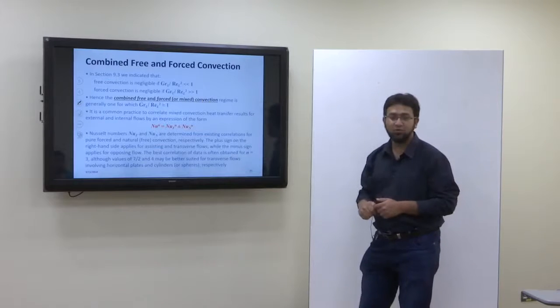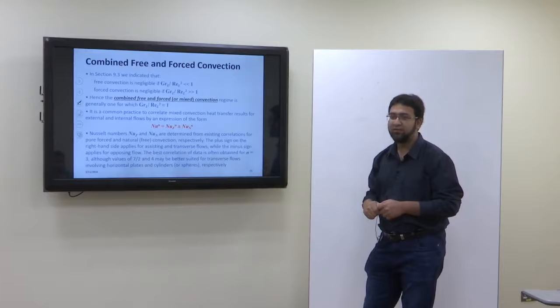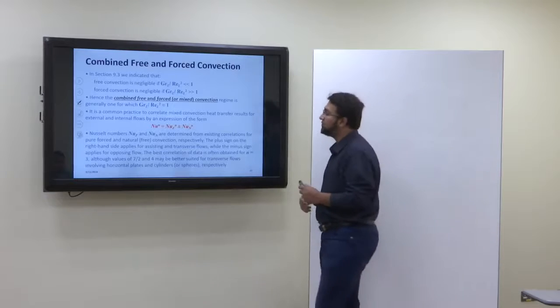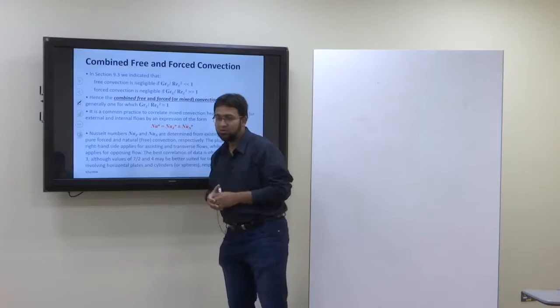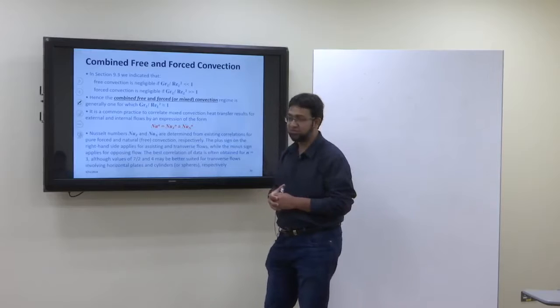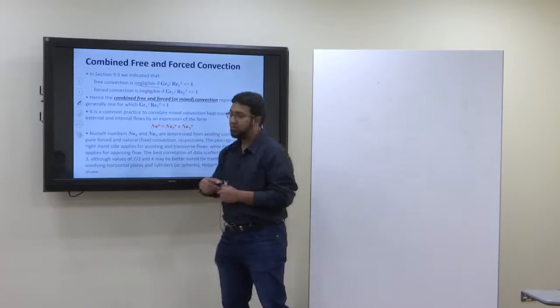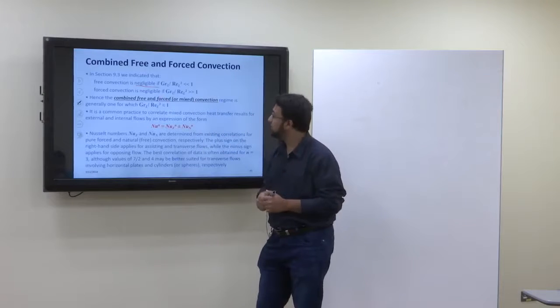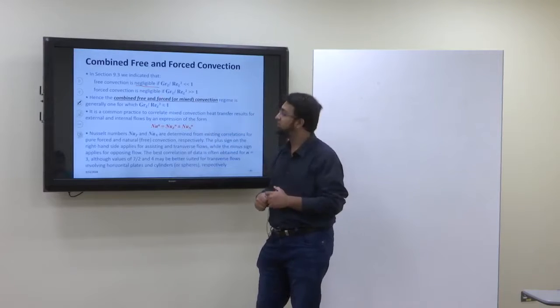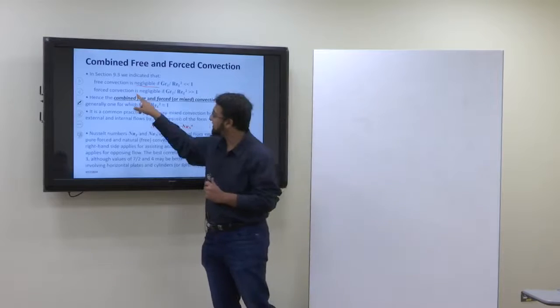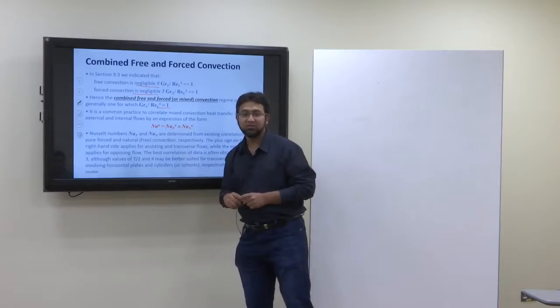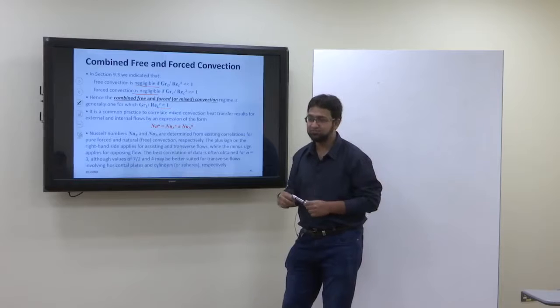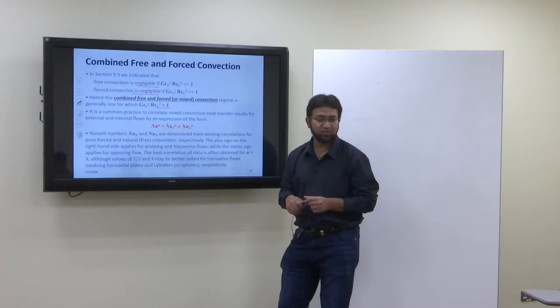Now, these were all for free convection. We discussed that if Grashof number divided by Reynolds number square is much smaller than 1, then this is forced convection, and free convection is negligible. If Grashof number divided by Reynolds number square is much greater than 1, then it is free convection, and forced convection is negligible. But if it is approximately equal to 1, then it's a combination of free and forced convection.